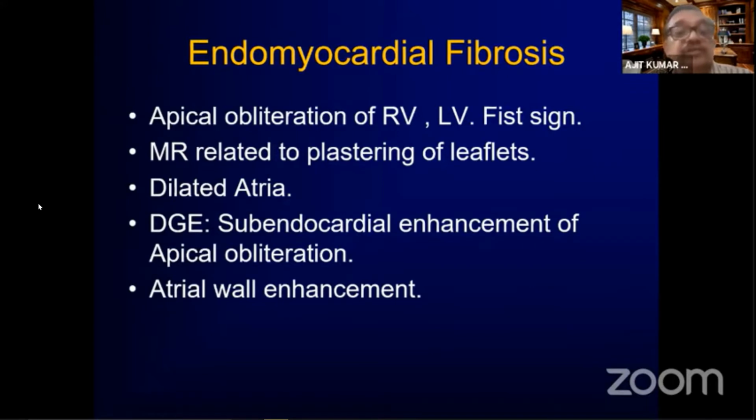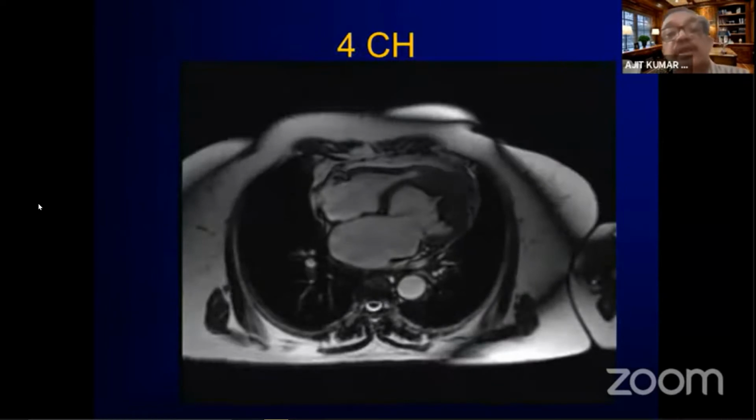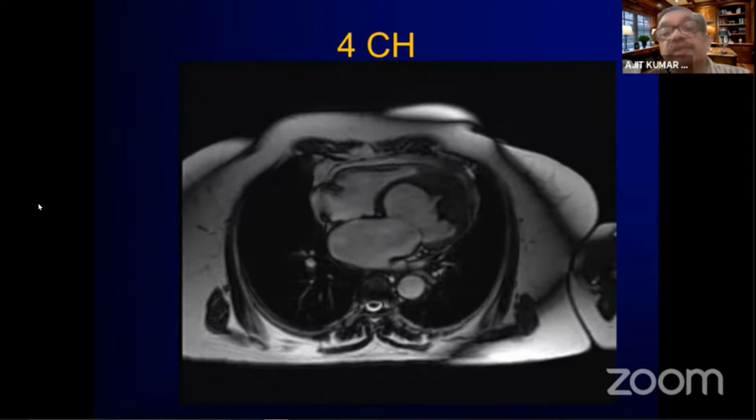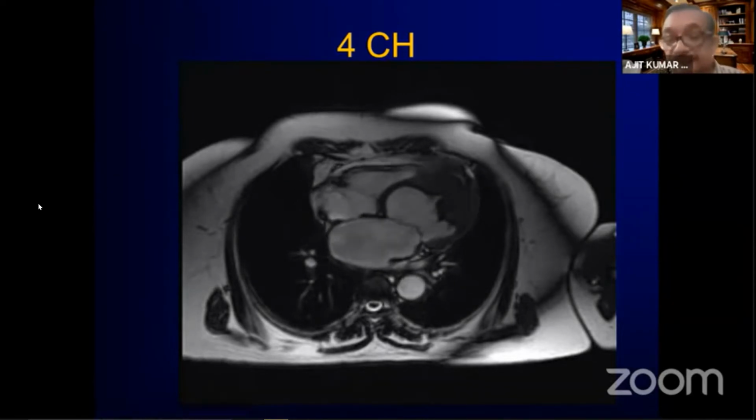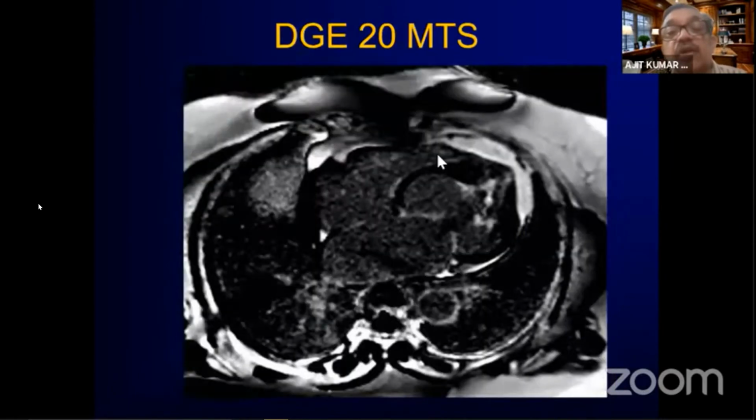So I would repeat that. The very important finding that we have seen is subendocardial enhancement of the obliterated segment and atrial wall enhancement as well. So you can see significant obliteration of the apex with the fist sign, dilated left atrium, and mitral regurgitation. So beautifully seen on MRI. You just don't need anything else. And this is the so-called delayed gadolinium enhancement of the obliterated portion of the LV.